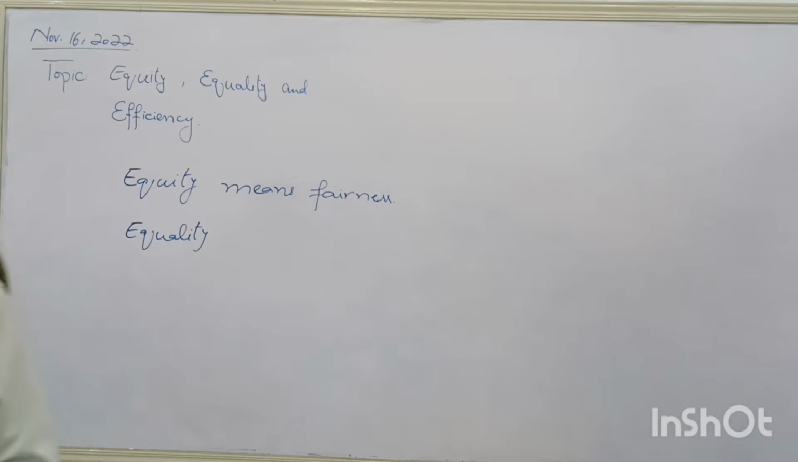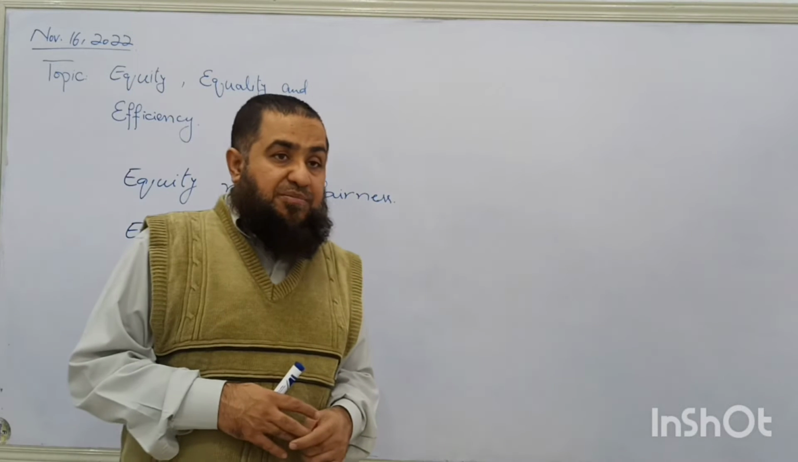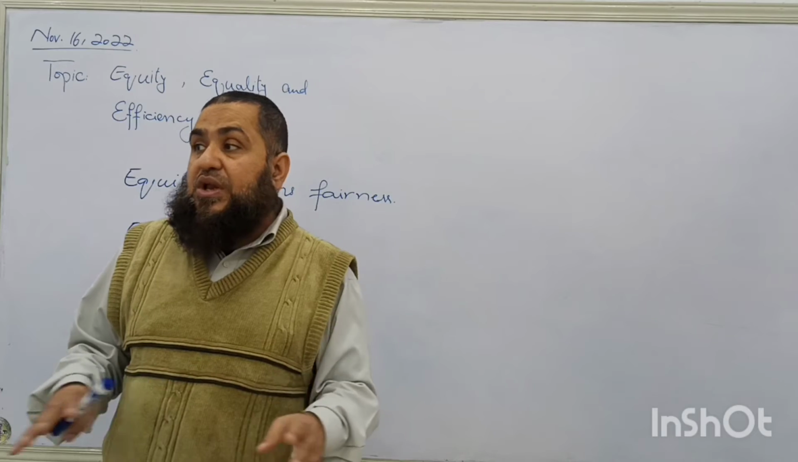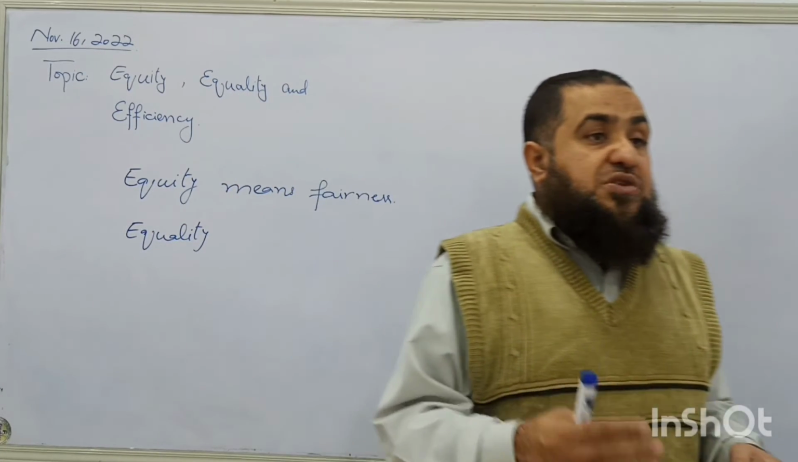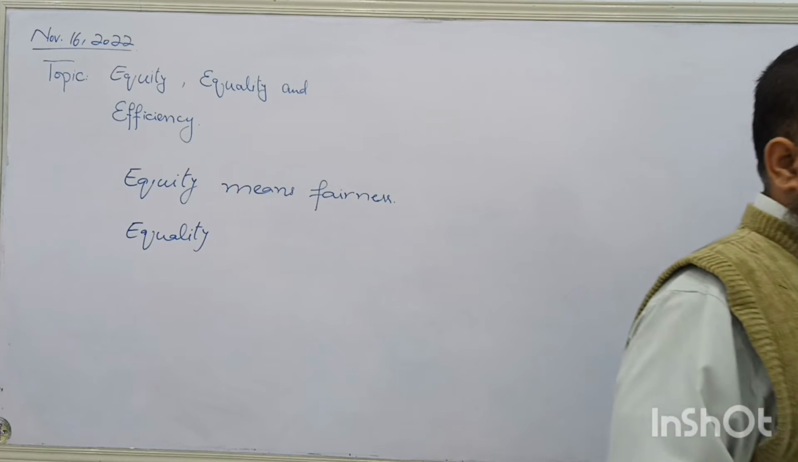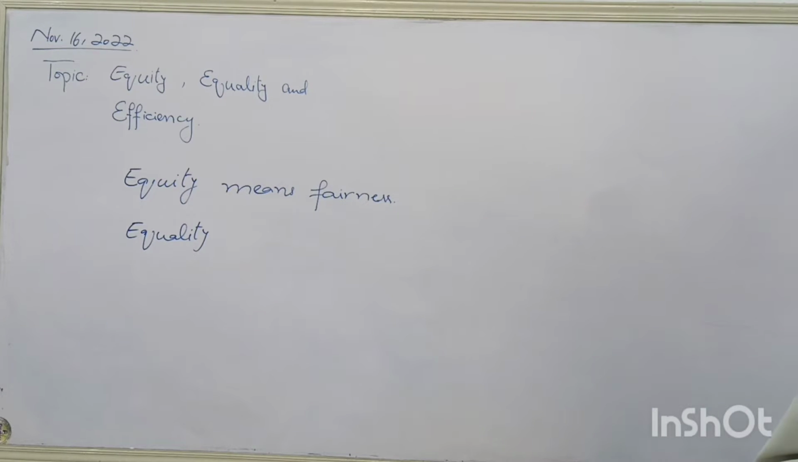Alright, so equality of income, where everyone has equal income, is not desirable. We mean that income distribution must be fair, whereas the sources of income, how income could be earned, should be equally available to everyone in the society or in the economy.